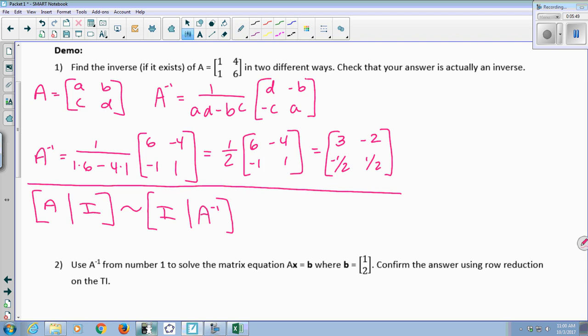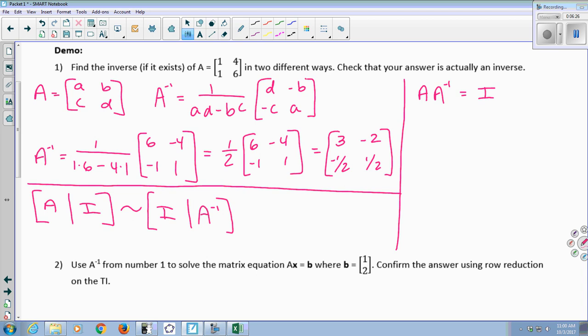All right, so I want to verify that I have the inverse. I just need to check that A times A inverse is supposed to give me what? The identity. That's the definition of an inverse. If you think about real numbers, the identity element for multiplication is 1, because 1 times anything gives you that thing back. In our case of matrices, the identity element is [1, 0; 0, 1], because when you multiply that times any other matrix, you get the matrix.